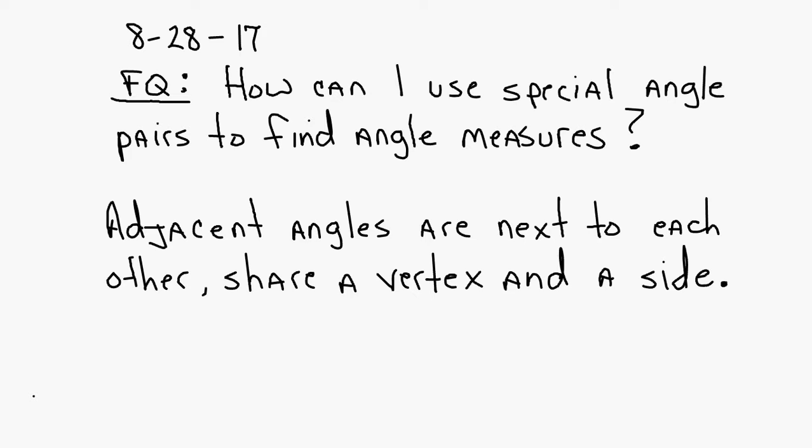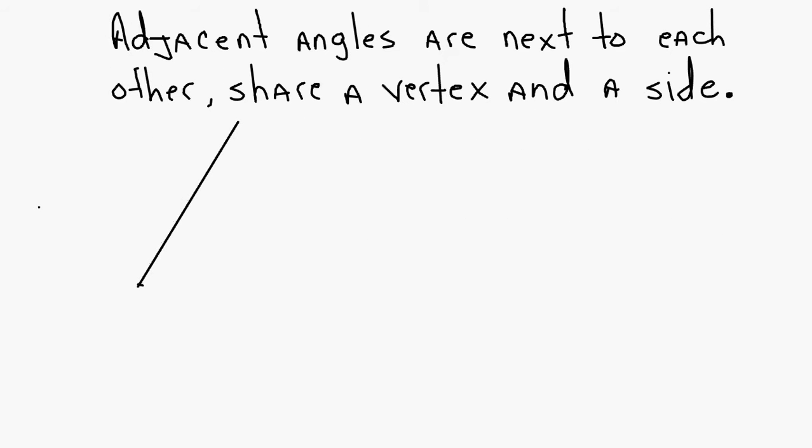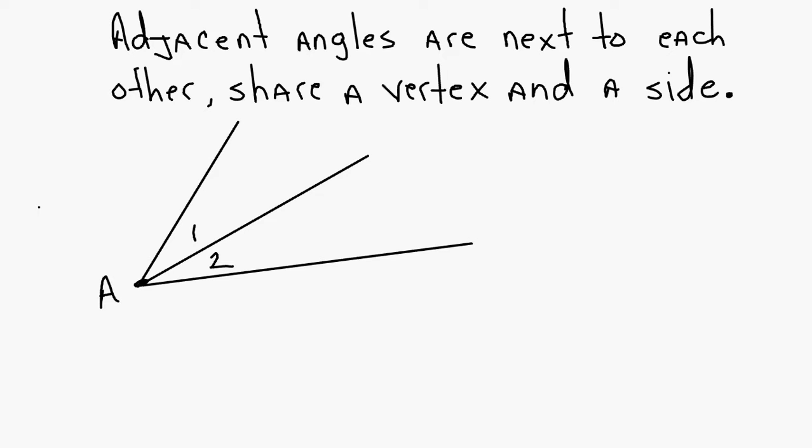You worked with adjacent angles all last week. A picture of adjacent angles would look like this. In this picture, angle 1 and angle 2 are adjacent. They both share point A as a vertex, and they both share side B, or in this case, AB. See it? They're next to each other. They share a vertex, and they share a side.